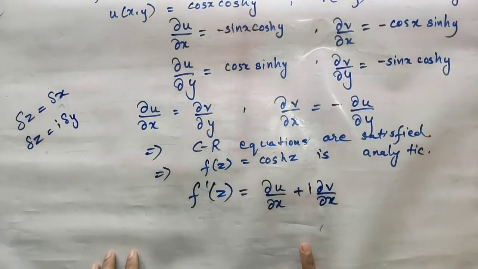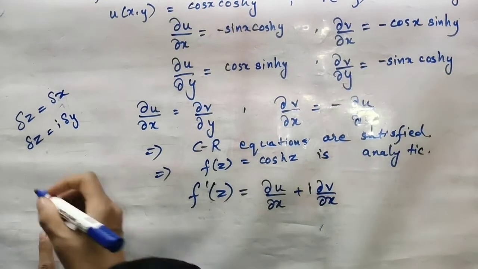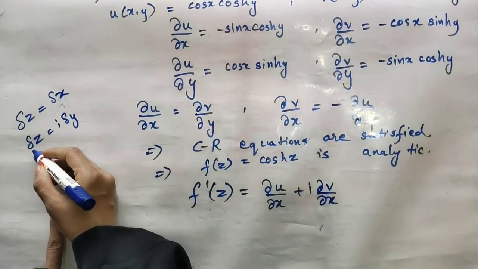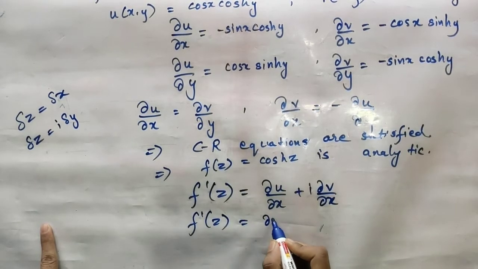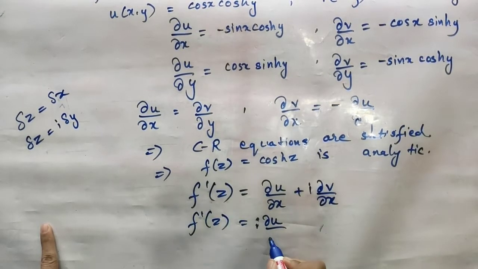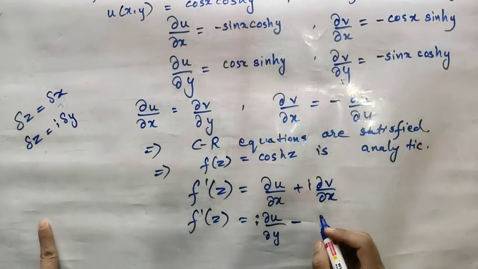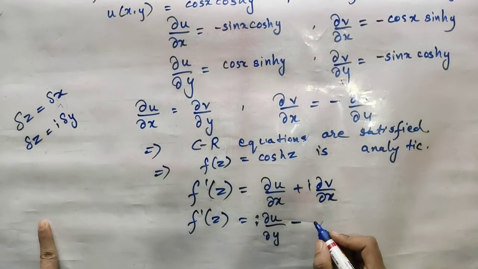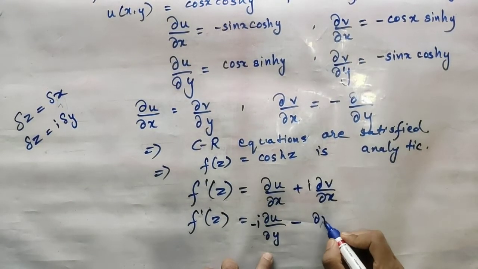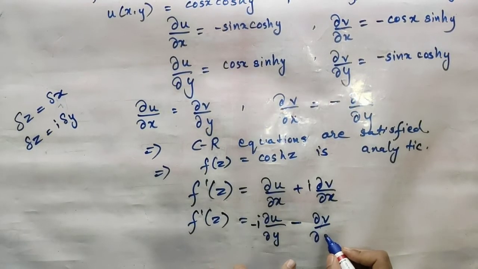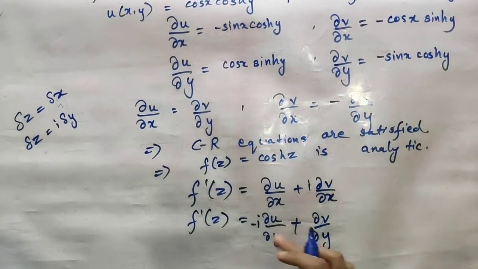Yes, we got this equation. You can do the other way also. When we considered delta z as i delta y, we got another equation: f dash of z is equal to dou v by dou y, minus i dou u by dou y. The i got cancelled. It was something like this, is it not?